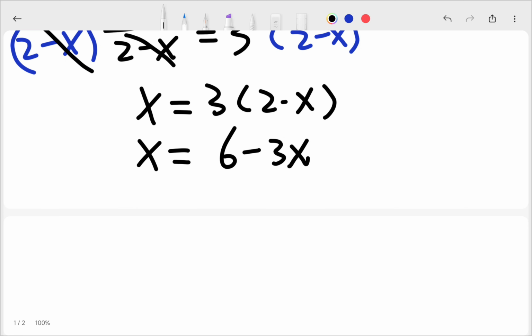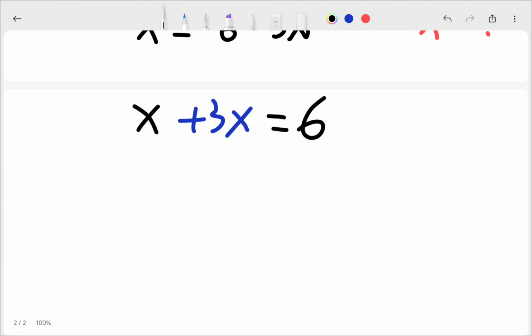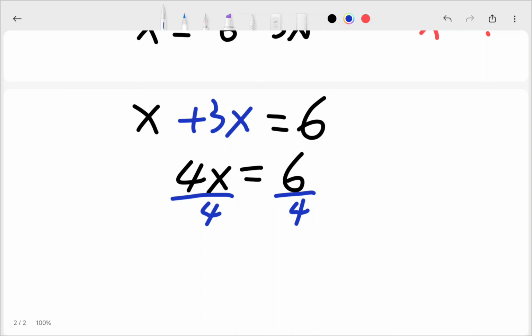Now, having that goal in mind, let me remind you, x equals a number. We need to move negative 3x to the left-hand side. When we do that, it becomes a positive 3x. So to get rid of this 4, we perform the opposite on both sides of the equal sign. This leaves us with a fraction.